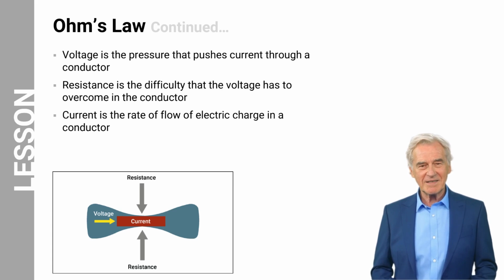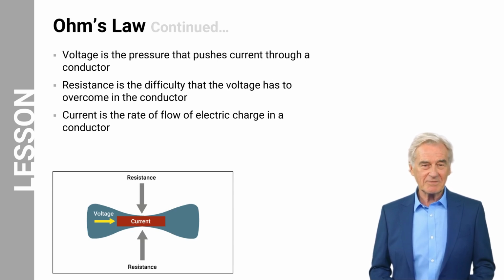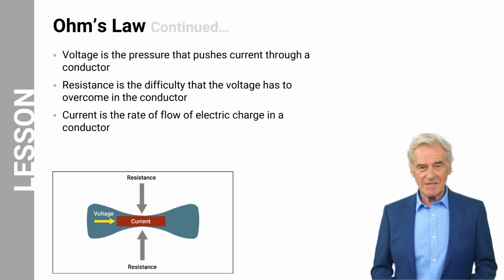Resistance, on the other hand, signifies the difficulty that voltage encounters as it travels through a conductor. Think of it as the barrier that opposes the flow of electrical current. Current denotes the rate at which electric charge flows through a conductor. It represents the movement of electrons along a path, driven by the voltage and regulated by the resistance.